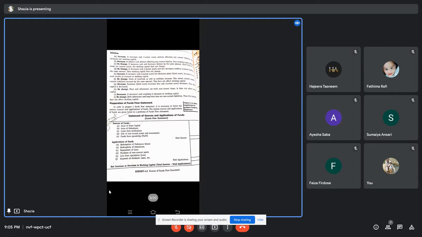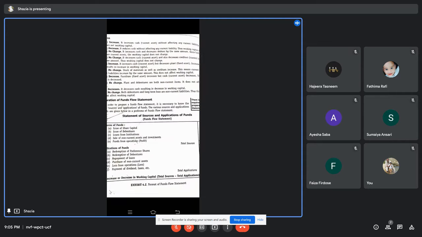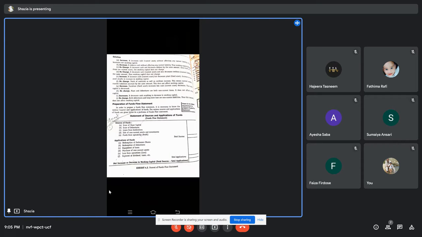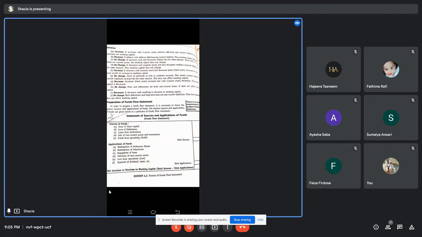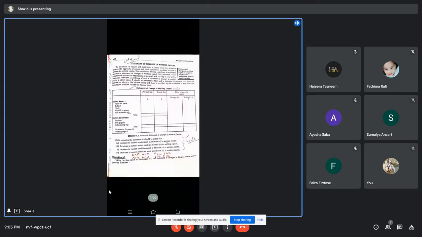Actually, this is the alternative method. We want you to write both. I forgot to tell you people. See, the statement of sources and application of funds is the alternative method. But you write both. This method also you write, and this method also you write.